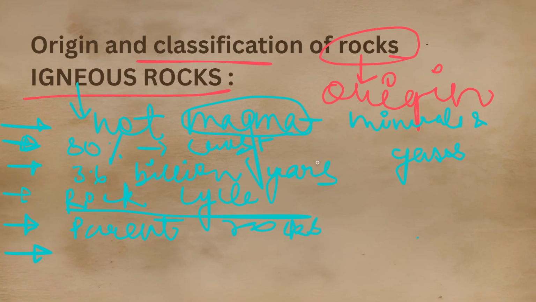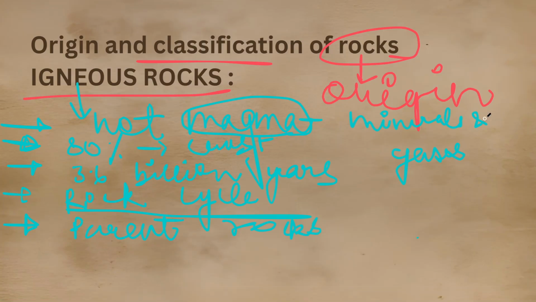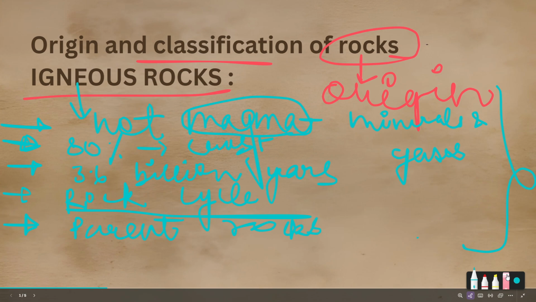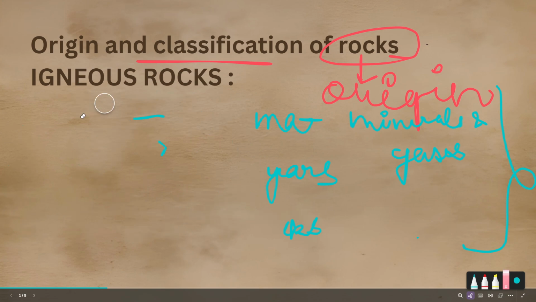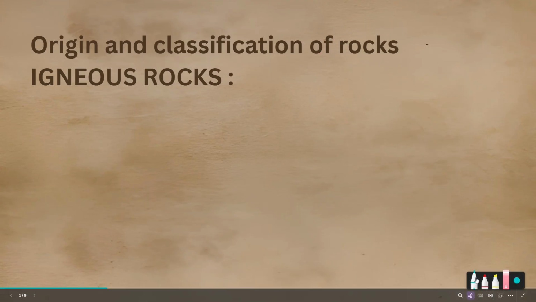Classification of igneous rocks depends on several factors. So let's see the major characteristics of the igneous rocks. I hope these points are clear to you all, and write them down or underline them in your book. Let's move on to the characteristics of the igneous rocks.